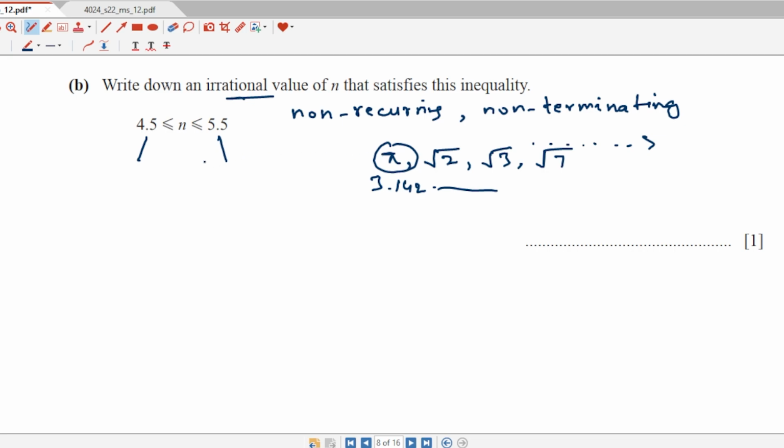The other number should be, I think, a square root. 4 squared is 16, and 5 squared is 25. The number should be between 16 and 25. Any prime number between 16 and 25 will fall in this range. So I'll take square root of 17. 17 is a prime number. You can also take square root of 19, and you can also take square root of 23. So I'll take square root of 17.